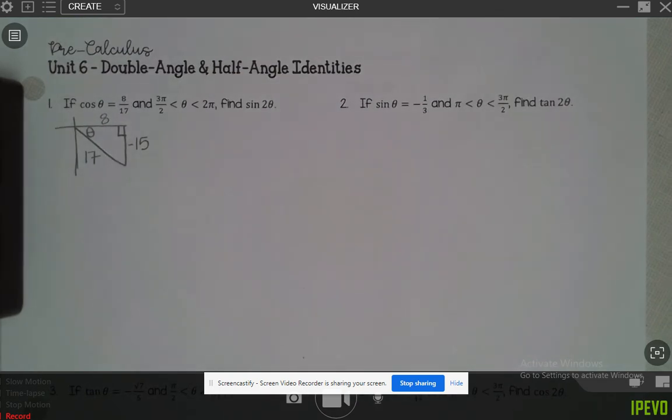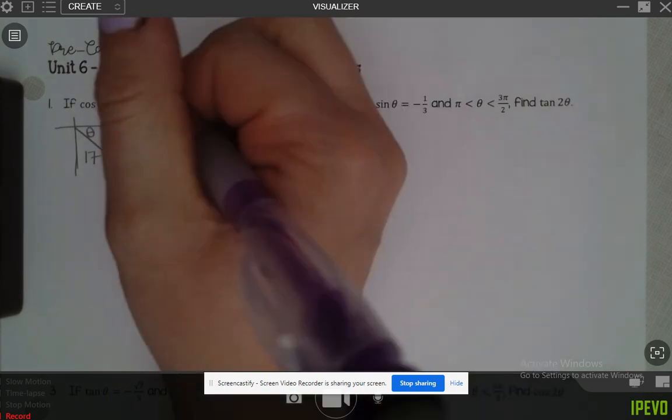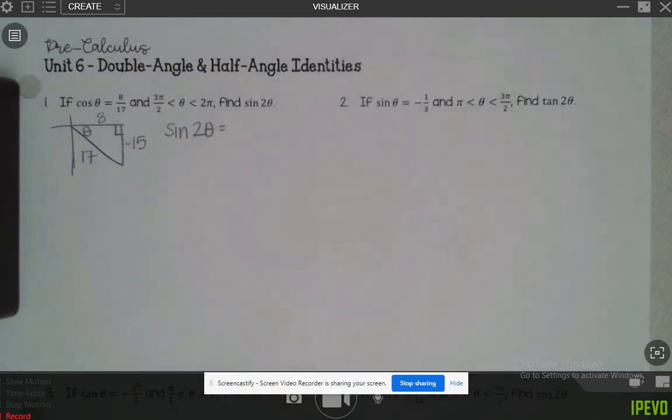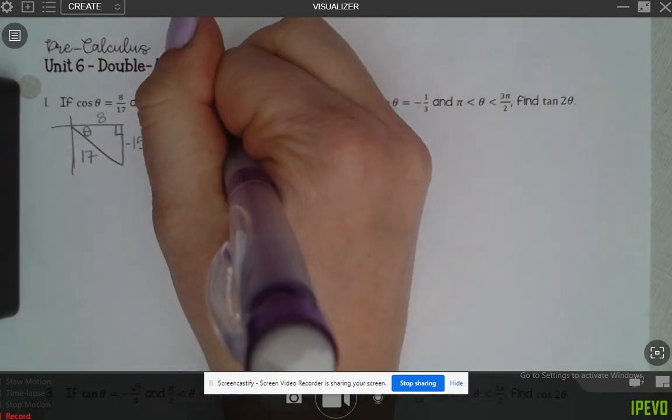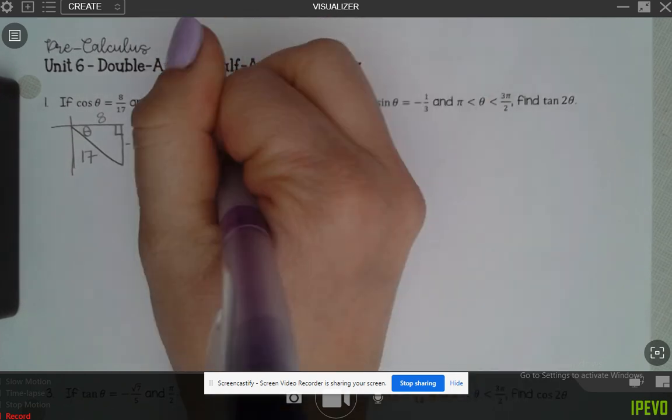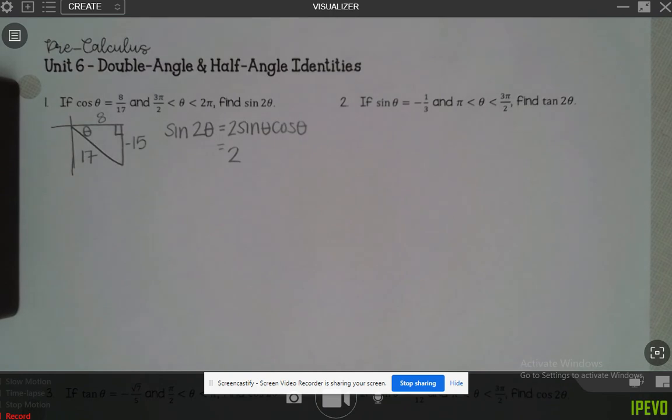Now, it says I need to find sine of 2 theta. That's a double angle formula. You go to your trig identities. You go to your double angle formula. The sine of 2 theta equals what? 2 sine theta times cosine theta. So the 2 is going to stay there.